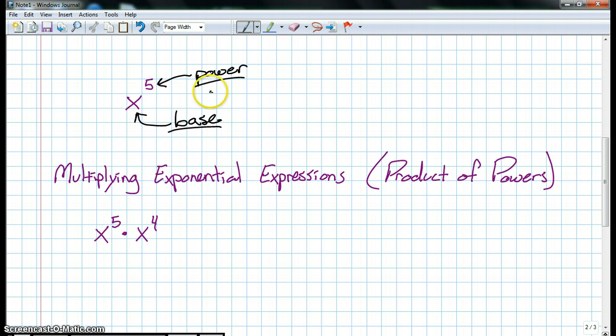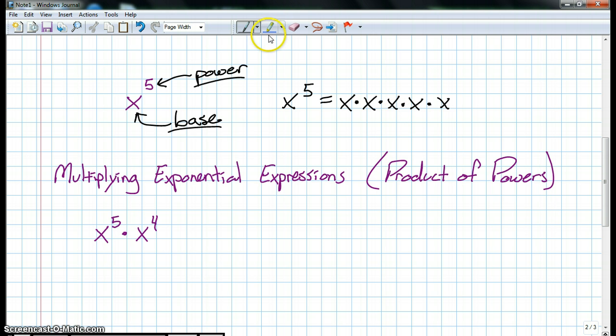This tells us x to the fifth is equal to x multiplied to itself 5 times. 1, 2, 3, 4, and 5. The base tells us what number or what term, in this case a variable, we're going to multiply, and then the number up here tells us how many times to multiply it to itself. So it's x to the fifth, 5 factors of x.